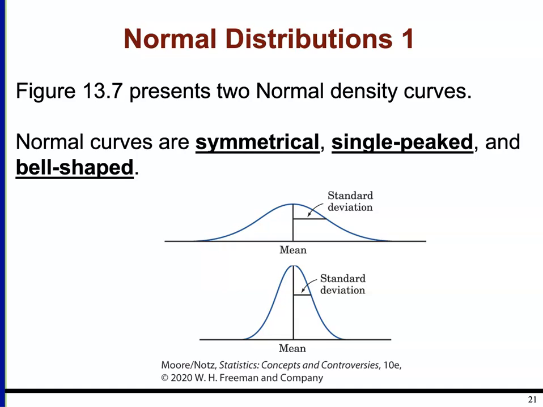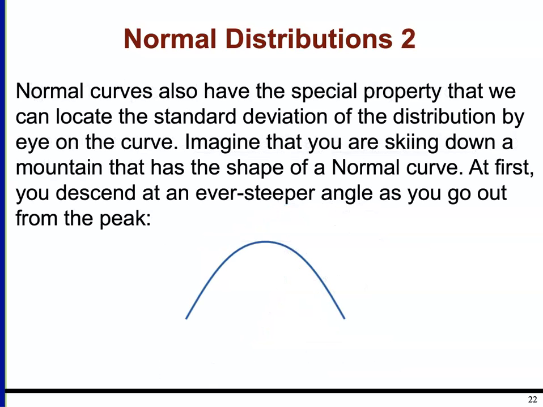Now, when we talk about this special distribution, the normal distribution, we're talking about a density curve that's symmetrical, single-peaked, and bell-shaped. It has this very familiar and distinctive shape, and that is the feature that makes it a normal distribution to look like this. And normal curves also have the special property where the standard deviation is shown on the curve where the concavity, where the shape of it, is going to kind of change the look.